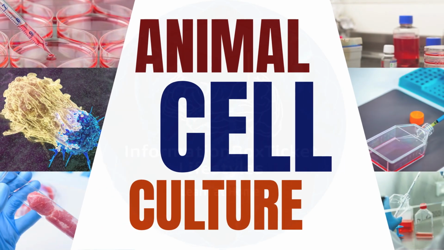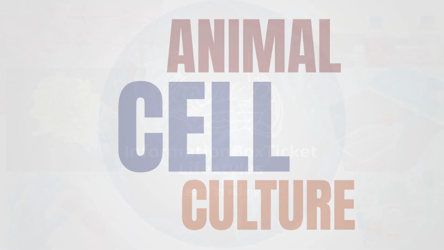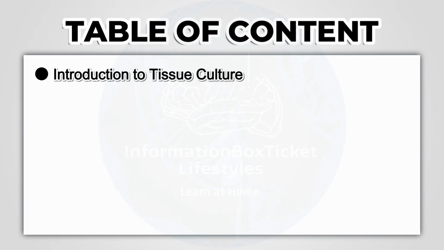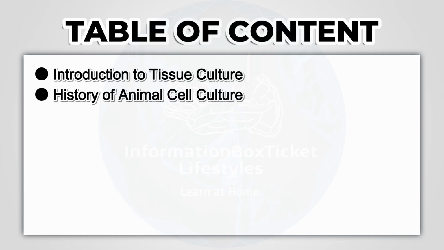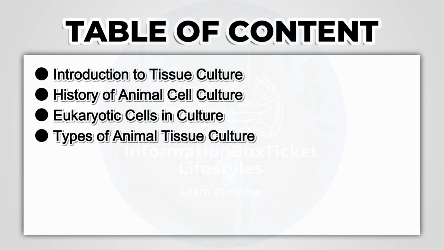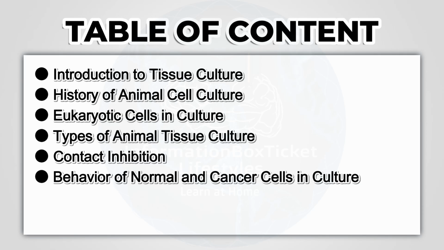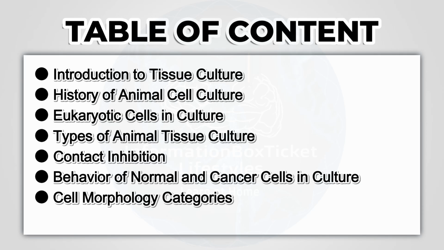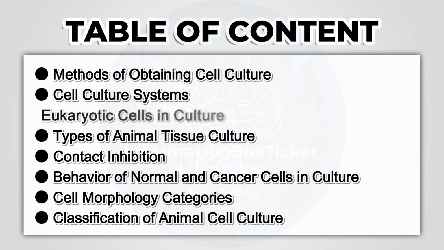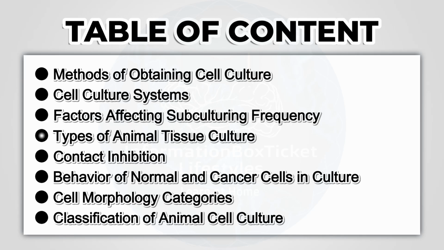Animal cell culture explained. Table of content. Introduction to tissue culture. History of animal cell culture. Eukaryotic cells in culture. Types of animal tissue culture. Contact inhibition. Behavior of normal and cancer cells in culture. Cell morphology categories. Classification of animal cell culture. Methods of obtaining cell culture. Cell culture systems. Factors affecting subculturing frequency.